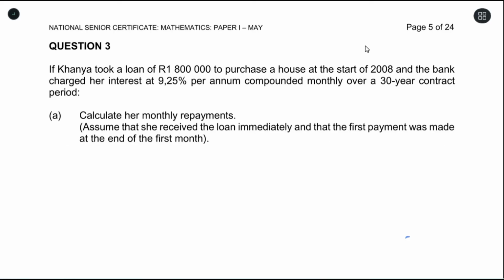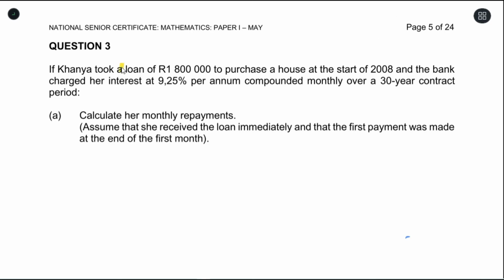So the next question, question 3. Now, this question says, if Carrier took a loan of 1.8 million to purchase a house at the start of 2008, and the bank charged her an interest of 9.25% per annum compounded monthly over a 30-year contract period. Calculate her monthly repayment. Now, we need to assume that she received the loan immediately and the first payment was made at the end of the first month.